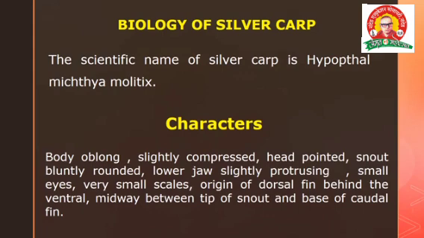Then about the external characters. First of all, the important point is that silver carp is a surface feeder, meaning it feeds upon the water surface. Body oblong, slightly compressed, silvery in color. Identification: snout bluntly rounded, lower jaw slightly protruding, small eyes, very small scales present, origin of dorsal fin behind the ventral, midway between tip of snout and base of caudal fin. This is about the external characters of silver carp. Barbels are generally absent, and length is near about 40 to 60 centimeters.